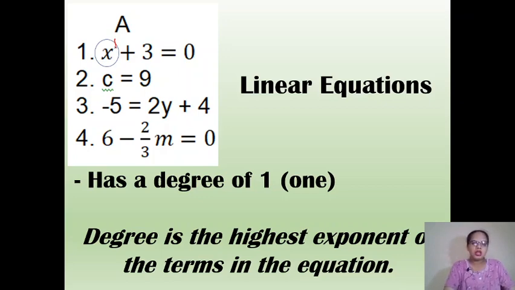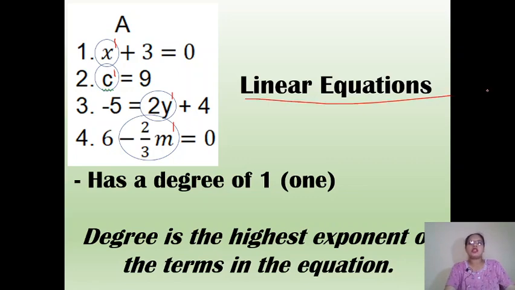For the second equation, our variable is c. Its exponent is also 1, which is invisible. For the third equation, considering y as our variable, its exponent is 1. And considering m as our variable for the fourth equation, its exponent is also 1. Meaning, all of these equations in here has a degree of 1. That's why they are called linear equations.